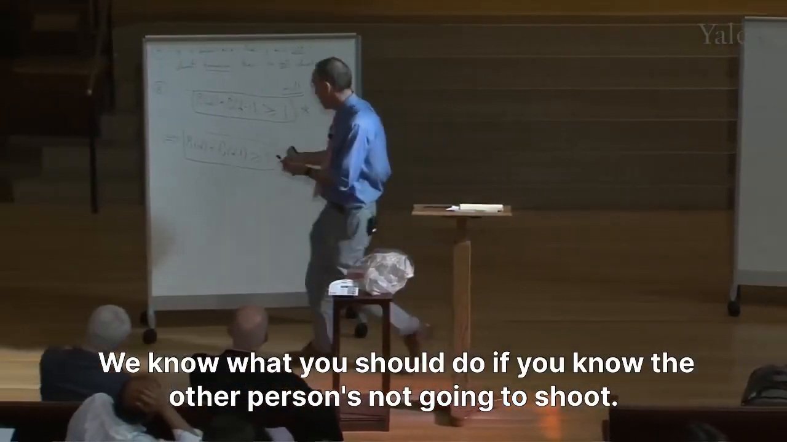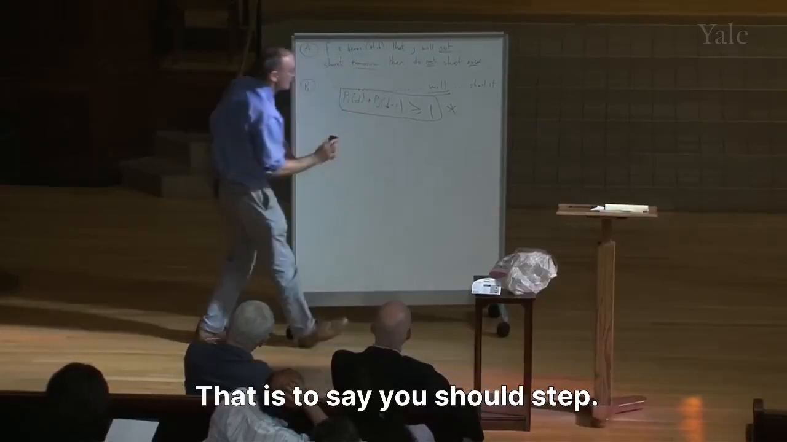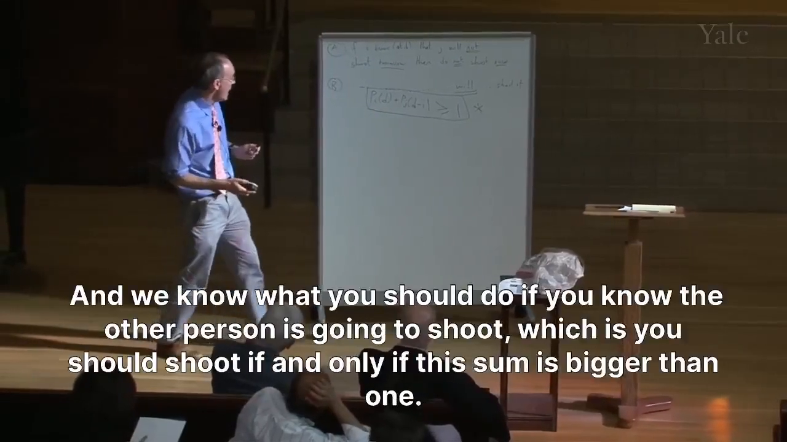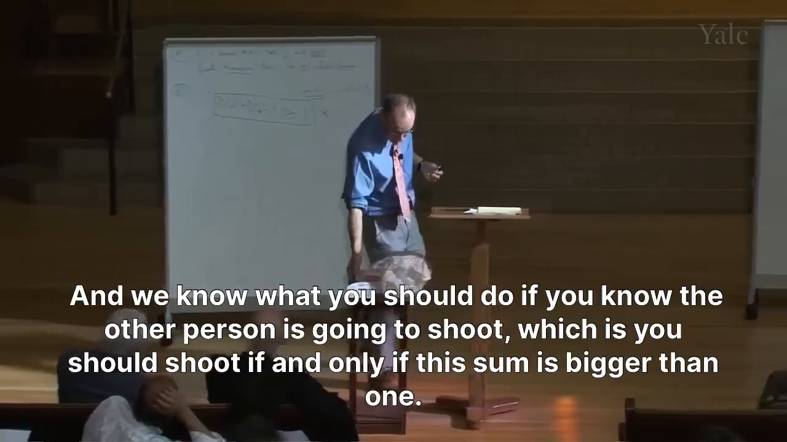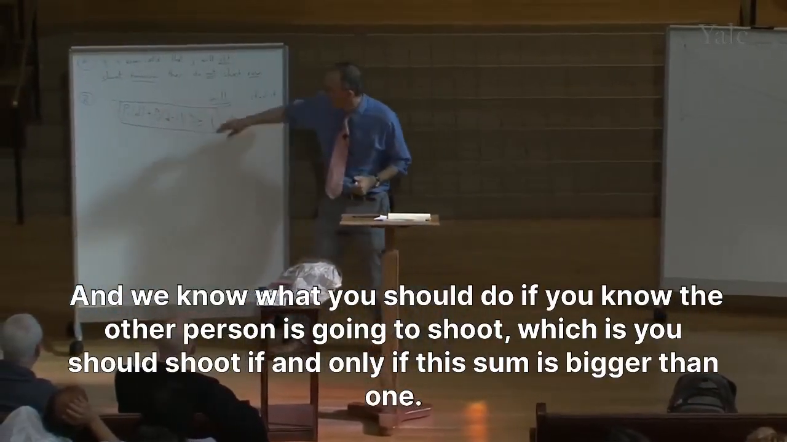what do we know now? We know what you should do if you know the other person's not going to shoot. That is to say, you should step. And we know what you should do if you know the other person is going to shoot, which is you should shoot if and only if this sum is bigger than 1.